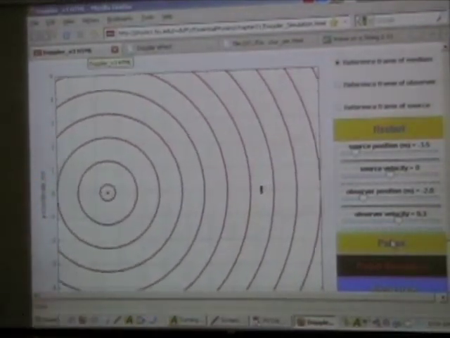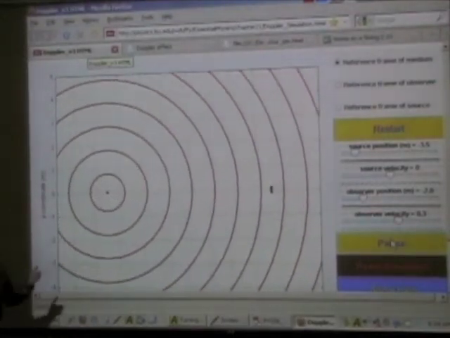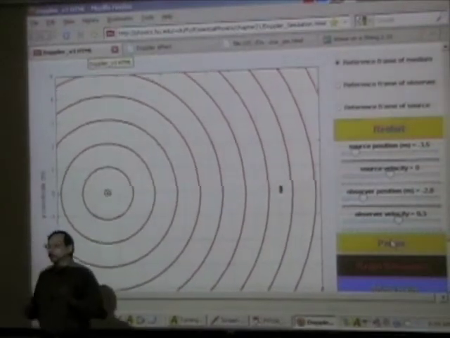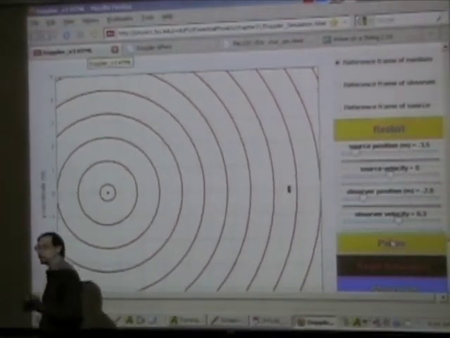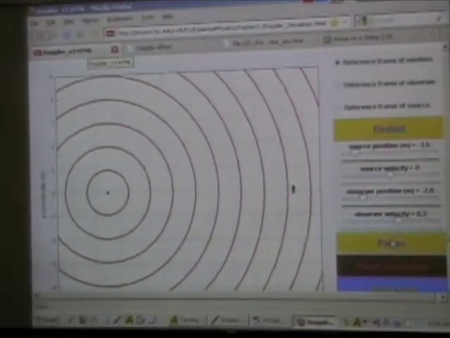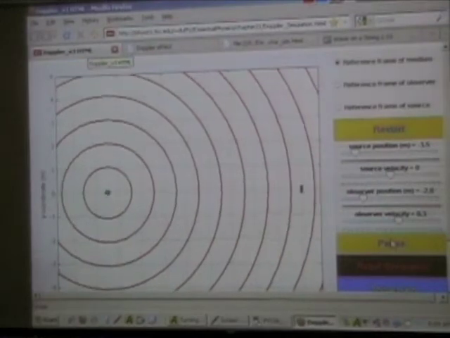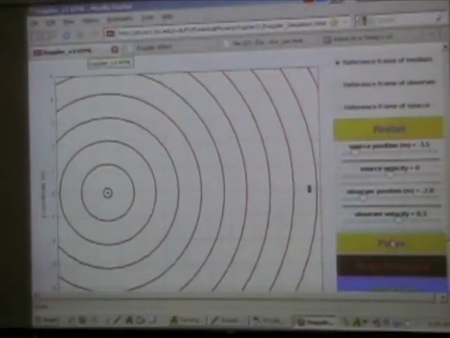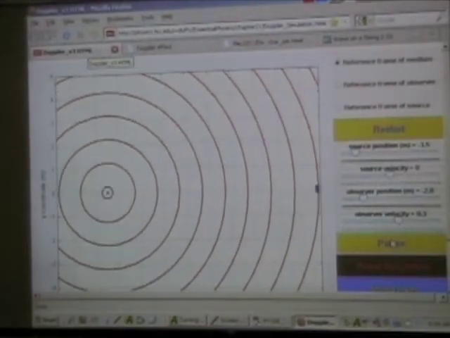We need to understand when the frequency goes up and when the frequency goes down, because when we need to calculate the actual value of the frequency, we should choose the right sign. Sometimes we have to choose plus, sometimes we have to choose minus. And if we understand what's supposed to happen to the frequency, we always can choose the right sign. We'll see in a minute.